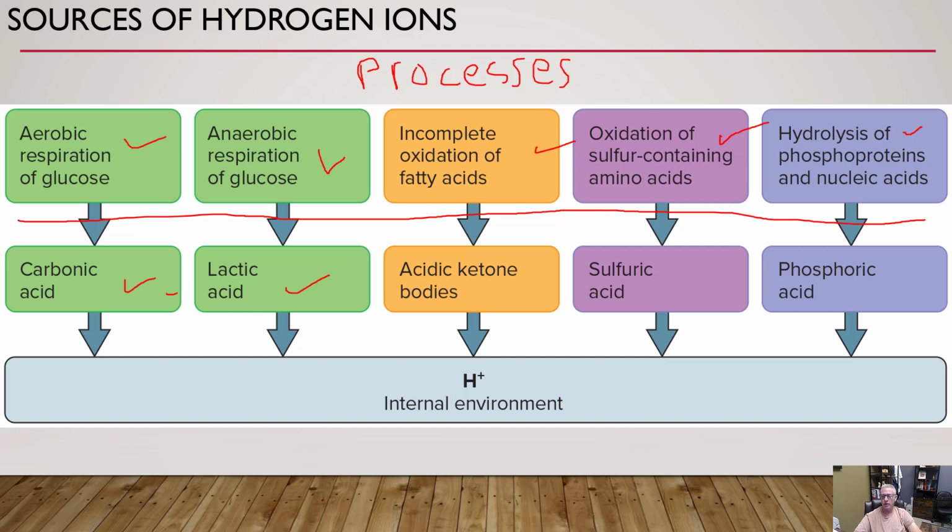Ketone bodies are water-soluble molecules that are transported into tissues outside the liver where they're converted into acetyl-CoA and oxidized for energy. And the brain can use ketone bodies for energy metabolism when glucose is scarce, such as during times of stress. We're not really going to talk about the oxidation of sulfur-containing amino acids or hydrolysis of phosphoproteins and nucleic acids.